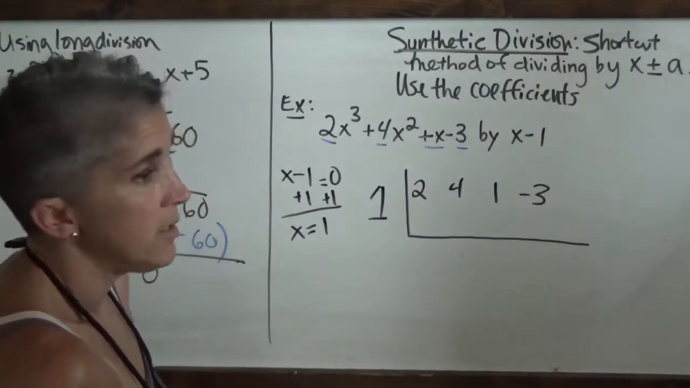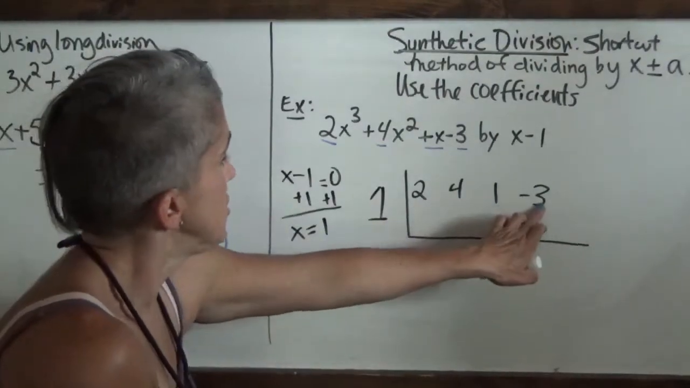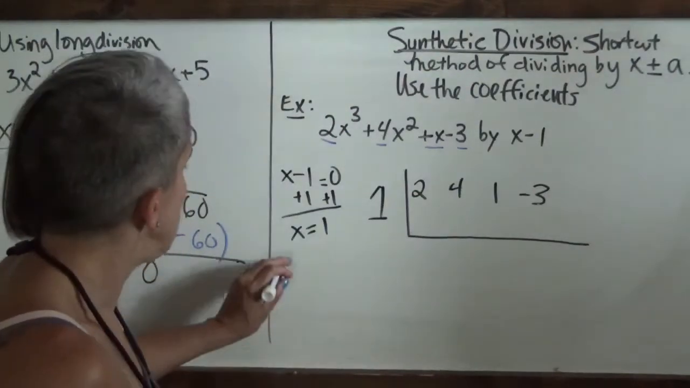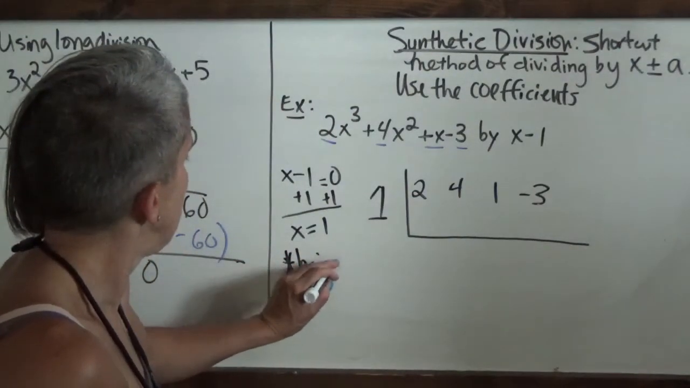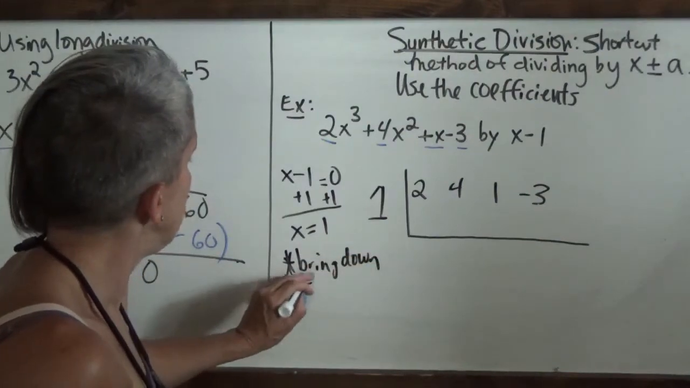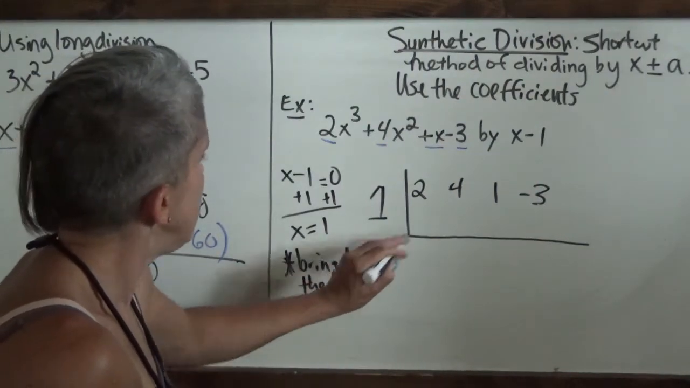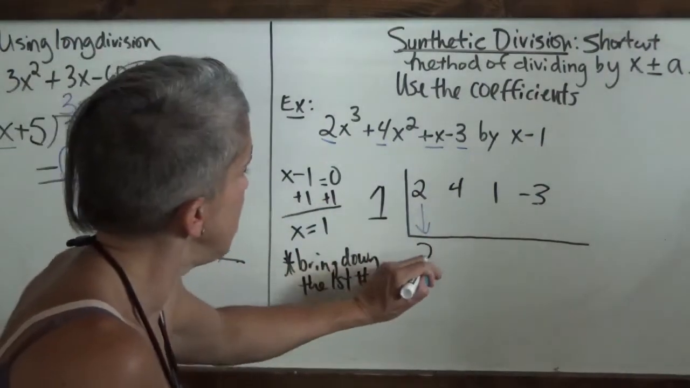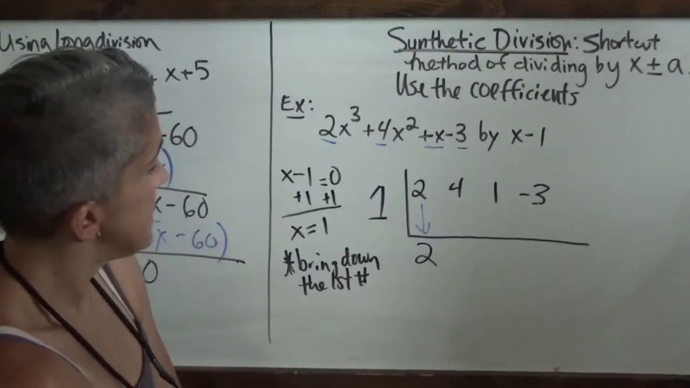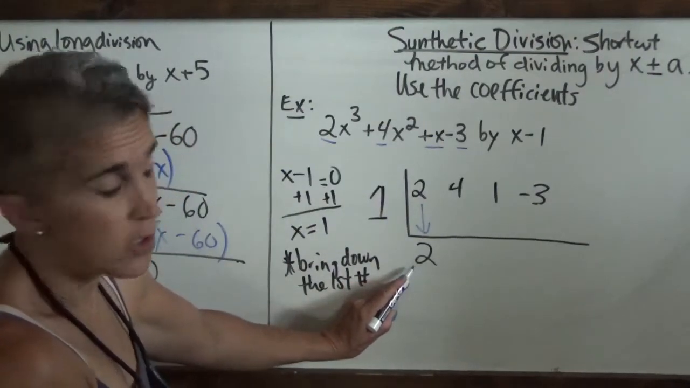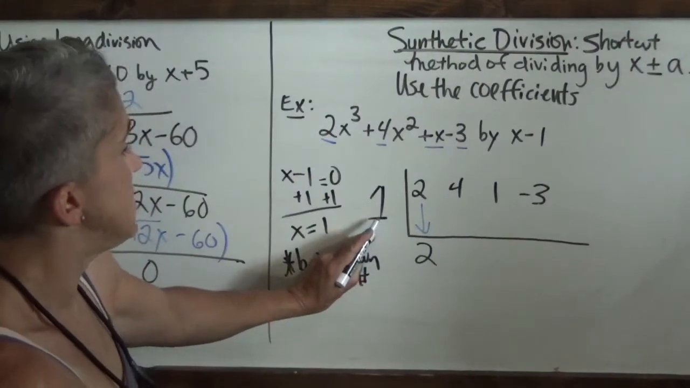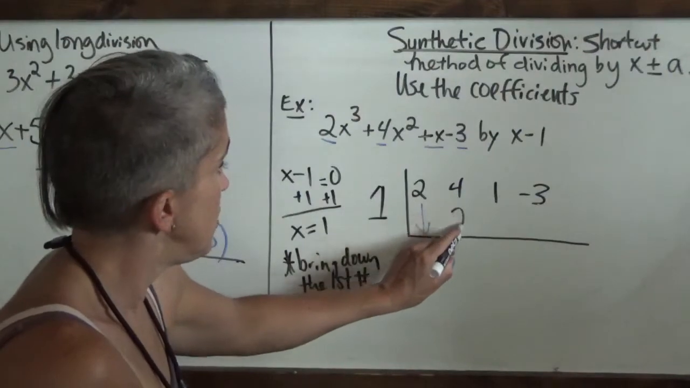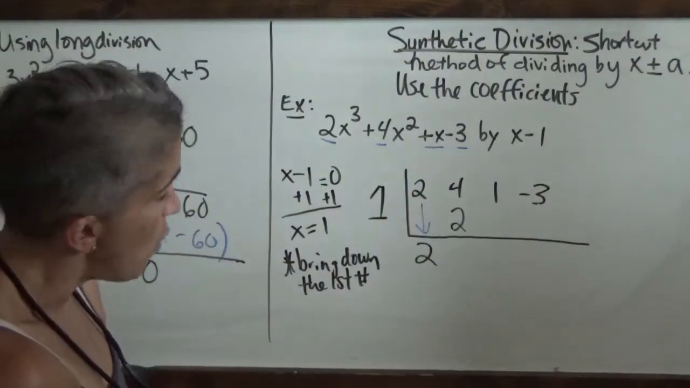Alright, when you're doing synthetic division, after you set up all your coefficients, and then what you're dividing by on the outside, you always are going to bring down the first number. So I am going to bring down whatever first number is here, which is the 2. I'm going to write it there below the line. So the process is to take this number now, that's first, and multiply it by what's out here. So 2 times 1 is 2. That answer you're putting under the next number that you have lined up, which was the 4.